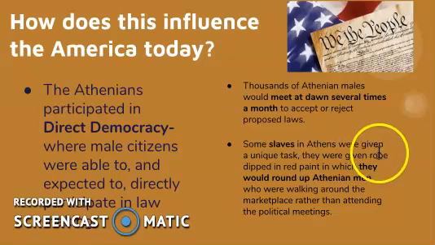Some slaves in Athens were given a unique task. They were given rope dipped in red paint, in which they would round up Athenian men who were walking around the marketplace rather than attending the political meetings. So they were all expected to go if you were a citizen.